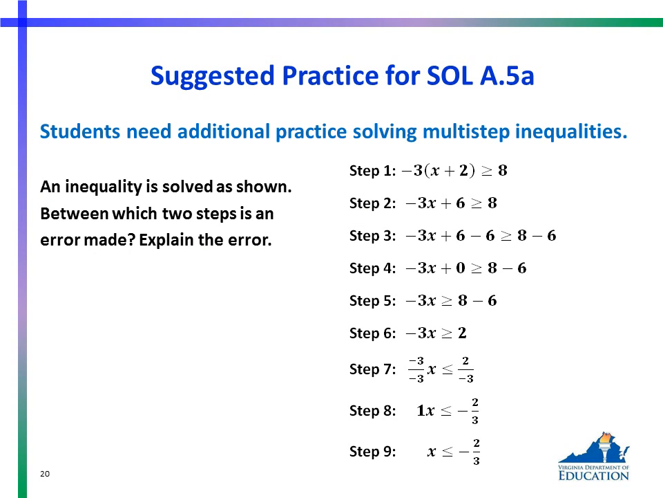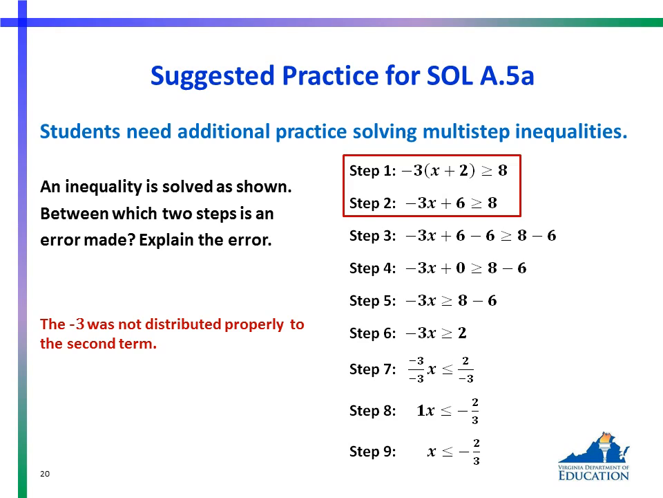For SOL A.5a, students need additional practice solving multi-step inequalities. One way in which this standard is assessed is identifying where a mistake has been made in the steps shown for solving. The answer to this example is shown on the screen. An extension could be to incorporate practice for SOL A.5b by asking students which property justifies the work between two consecutive steps.